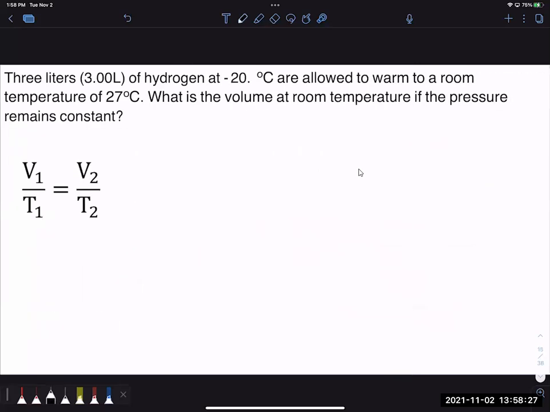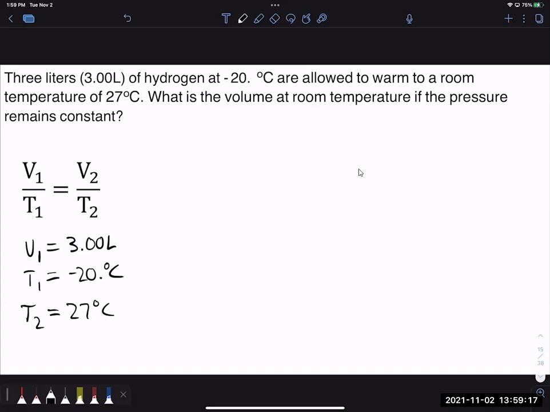And actually, we could do a problem. All right, so we have 3 liters of hydrogen at negative 20 degrees C. And again, with a gas law problem, we can just go through and write these numbers down as we get them and assign them to temperature, pressure, volume, and later on, moles. So volume 1 is going to be 3.00 liters of hydrogen at negative 20 degrees C. So that's our temperature 1. Then it is allowed to warm to a room temperature of 27 degrees C. So T2. What is the volume at room temperature if the pressure remains constant?